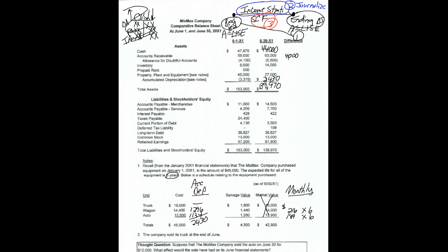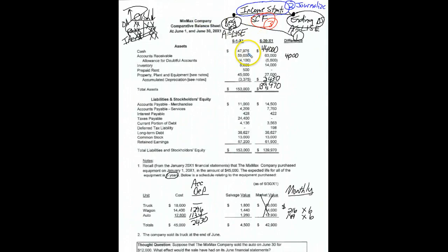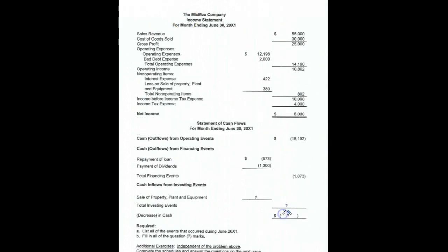Let's go a little further. There's also some question marks, I believe, over here. Yes, there is. So the income statement is fully complete, but we actually have some unknowns on the cash flow statement. So they want to know the decrease in cash. Well, where would I find that? Well, I can go back to the balance sheet. It went from 47,975 to 44,000. That is a decrease of 3,975. So I'm going to go put that 3,975, and again, that's a negative 3,975.